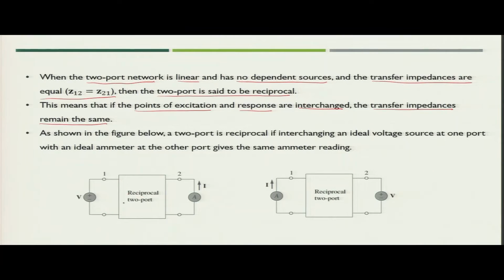So, if it is a reciprocal two port network, then if you interchange the locations of the voltage source and the ammeter, it will give you the same reading. In that way you can say that the circuit is a reciprocal circuit, and for that the condition which we have to verify is, first, it has to be linear with no dependent source, then the transfer impedances should be the same, that is Z12 should be equal to Z21.